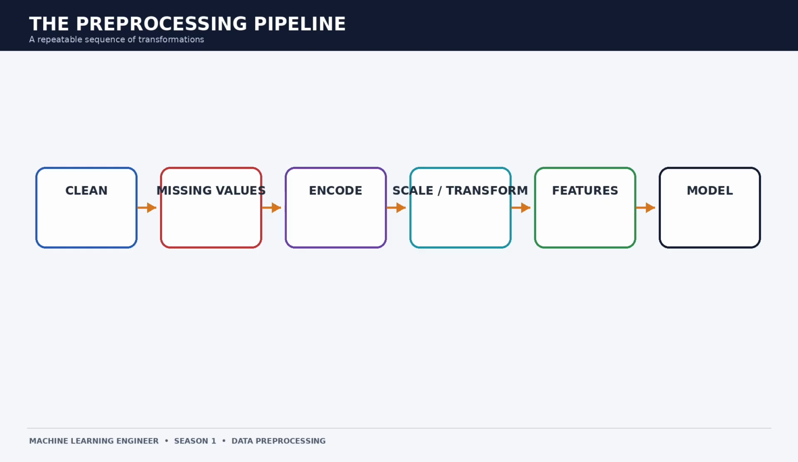A typical pre-processing workflow might look something like this. First, we clean the data, then we deal with missing values, we encode categorical variables, we scale or transform numerical variables when necessary. We may also create new features. Finally, we have data that is ready to be used by the model.